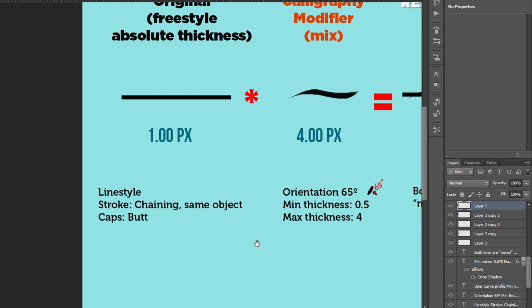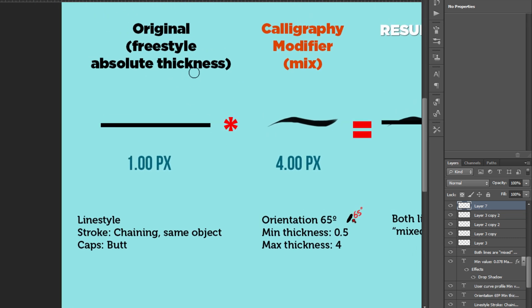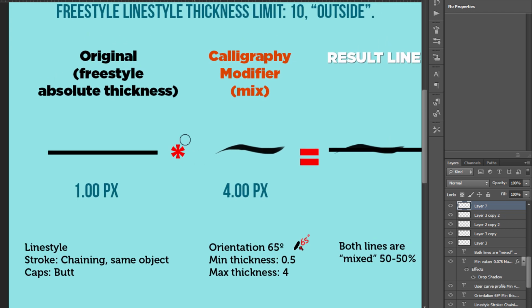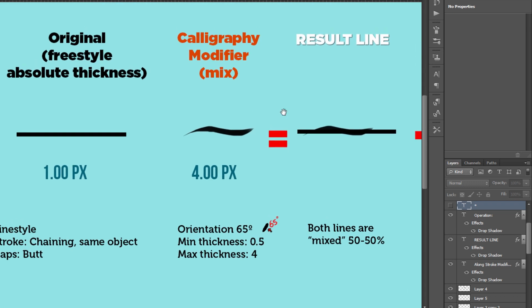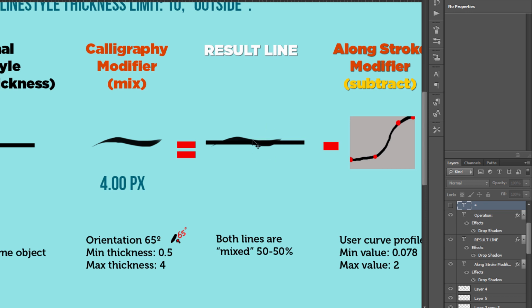Okay, now that you understand angles, let's go back to original freestyle absolute thickness with a base line of 1 pixel. So we have a line style using the stroke, chaining the same object, and with the caps set to default, but we want to mix it. Of course, mixing is not multiplying. Mixing is a kind of multiply add operation, mathematically speaking. So it is going to be mixed. This is going to be mixing this result times this result, and it's going to look like this. Both lines are mixed in at 50-50%.